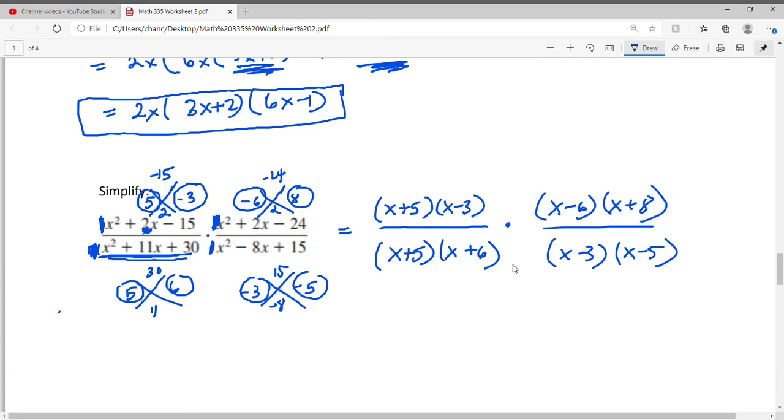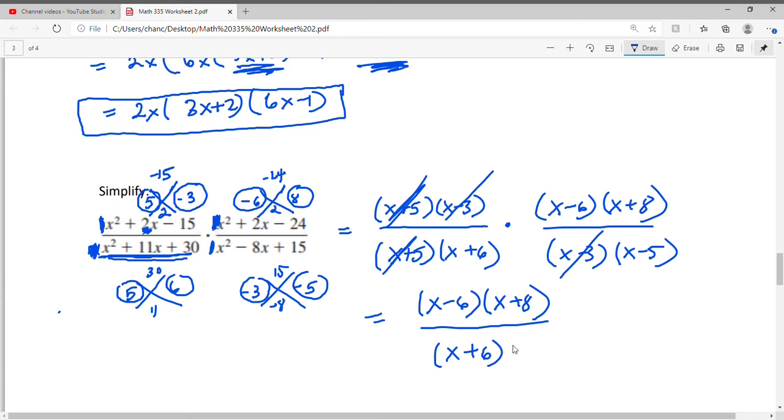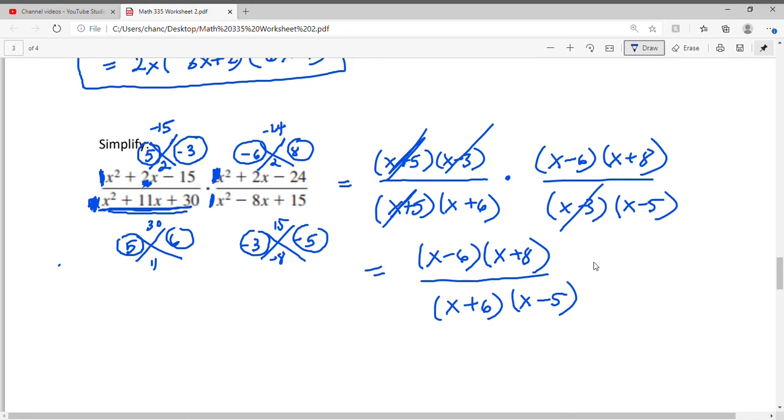And if you look at it carefully, we do have the x minus 3 reduces with the x minus 3. The x plus 5 reduces with the x plus 5. And that's it. So our solution is just x minus 6, x plus 8. That's what's left on top. And on the bottom I have x plus 6, x minus 5. And that is our solution. So please practice factoring. It's an important skill for these questions.